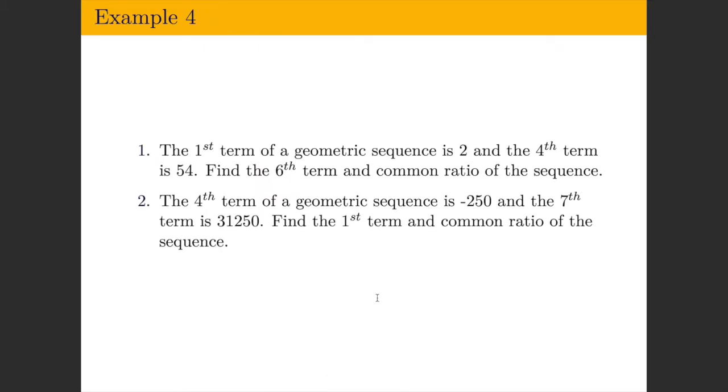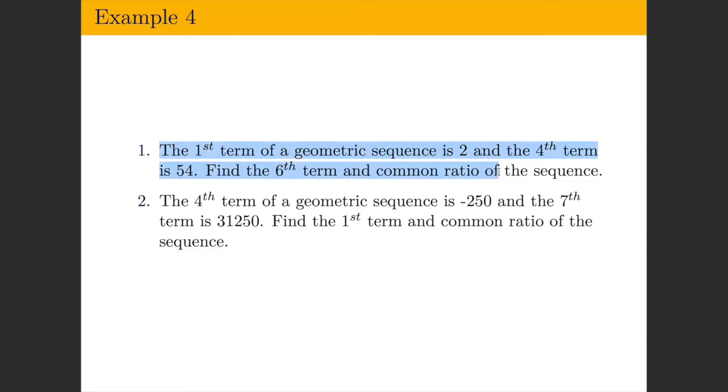Let's go through an example now. Example 1: the first term of a geometric sequence is 2, and the fourth term is 54. Find the sixth term and the common ratio. In example 2, the fourth term of a geometric sequence is -250, and the seventh term is 31,250. Find the first term and the common ratio of the sequence.